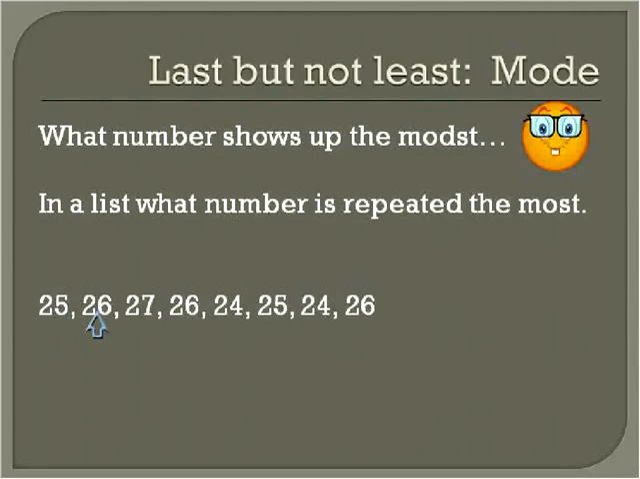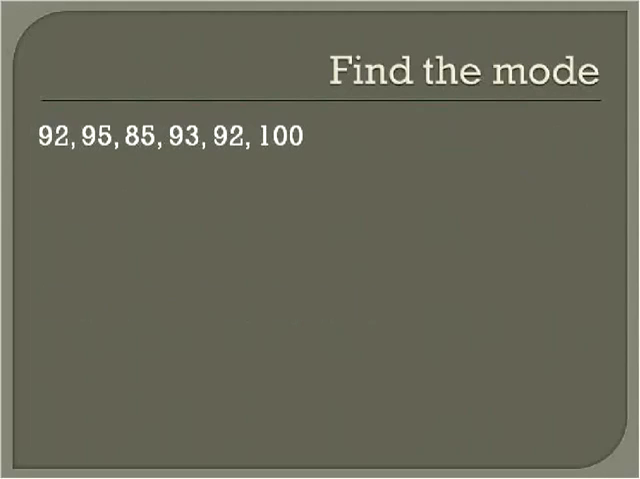Let's take a list here: 25, 26, 27, 26, 24, 25, 24, 26. What we need to do is find the number that's listed the most. In this case, 25 is listed twice, 24 is listed twice, 27 is there just once, but 26 is listed 3 times, so therefore 26 is the mode of this list of numbers.